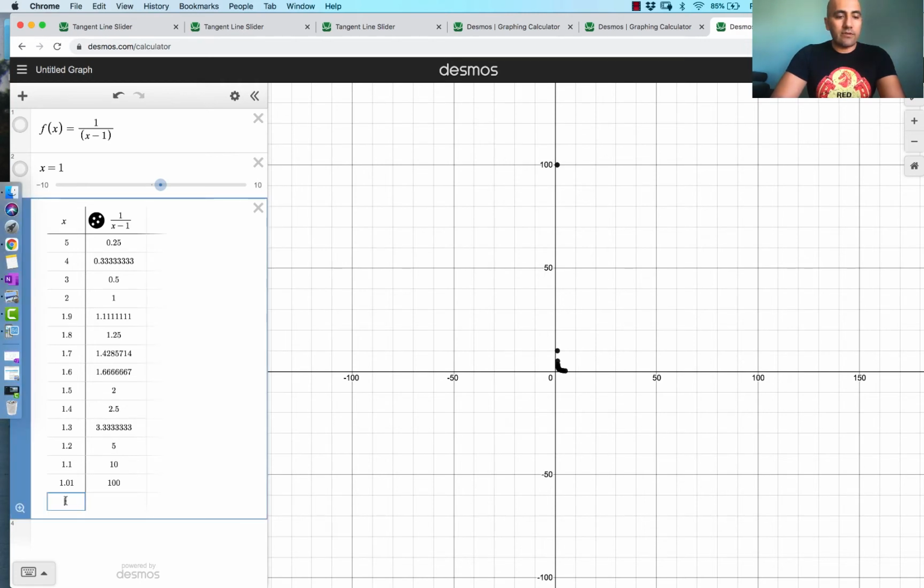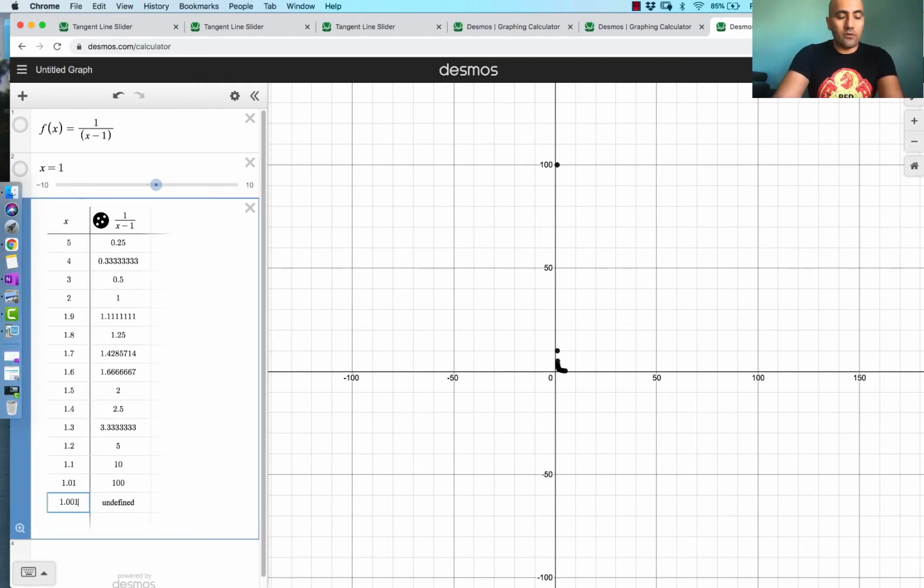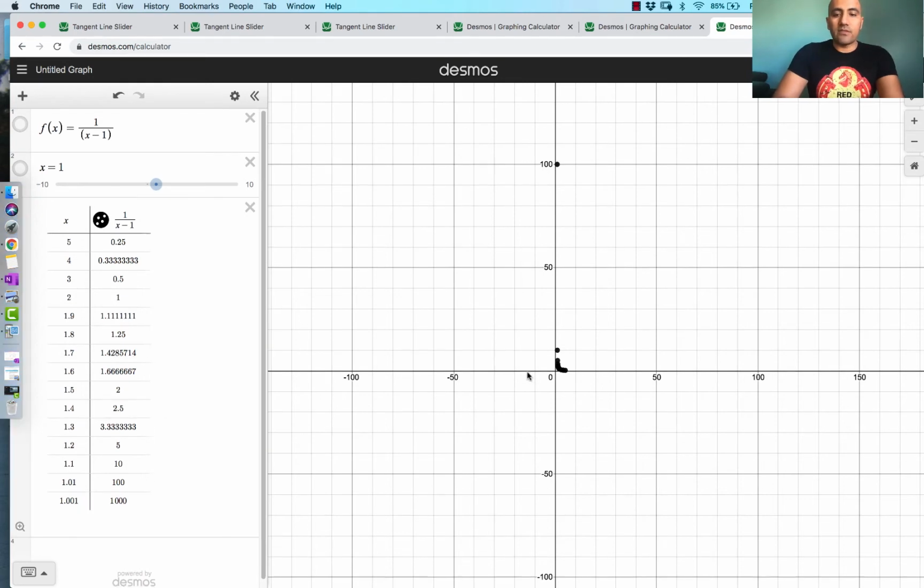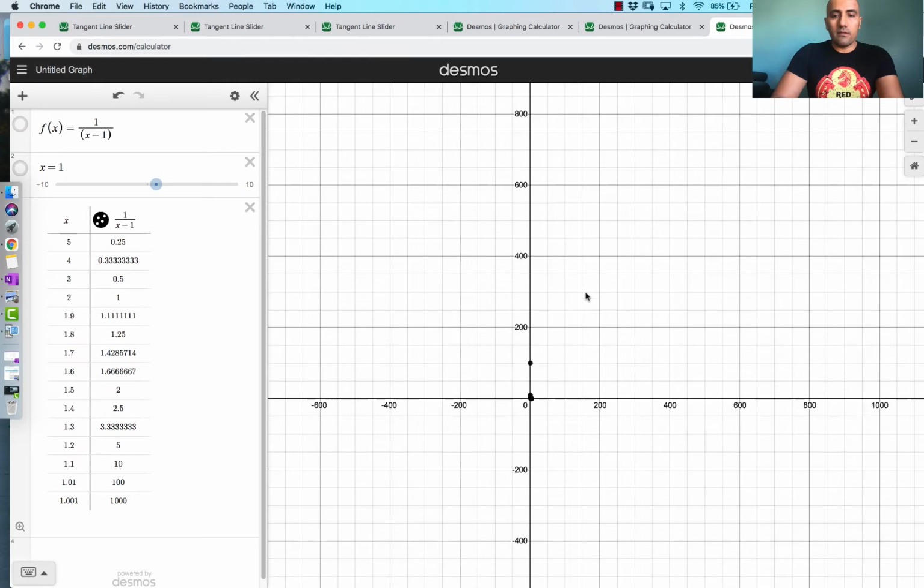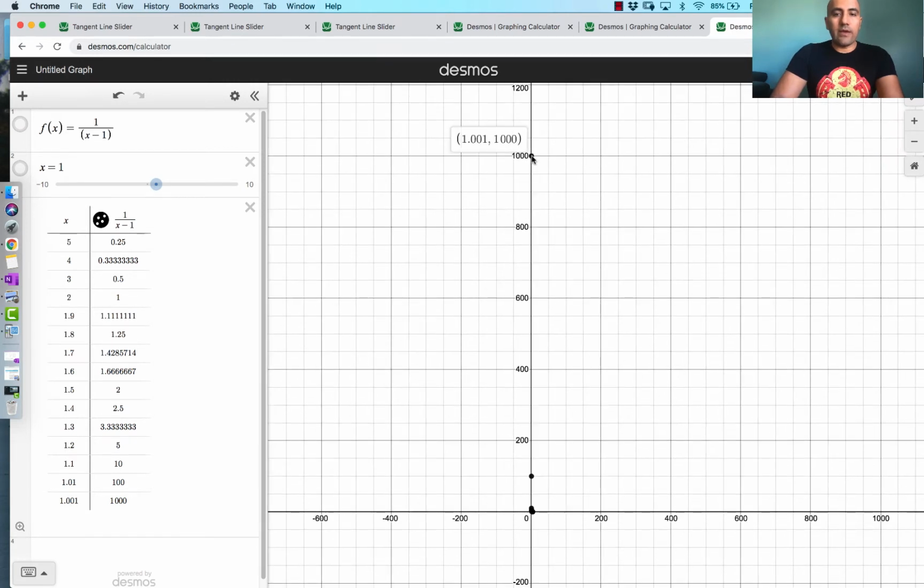And if I get even closer, 1.001, it jumps to 1,000. So I'd have to zoom out again to find the value way up there, right? So this confirms that as the input values get closer and closer to 1, but always from the right-hand side, the output values are going to be getting larger and larger.